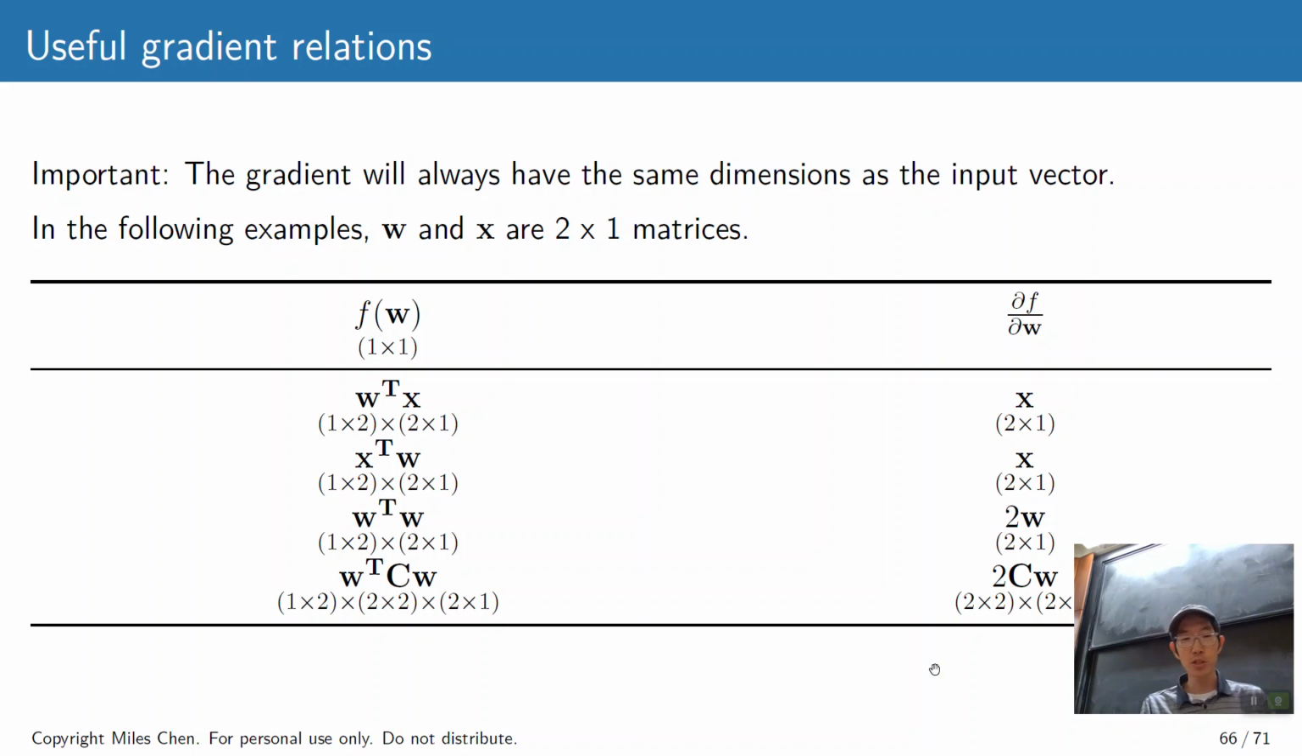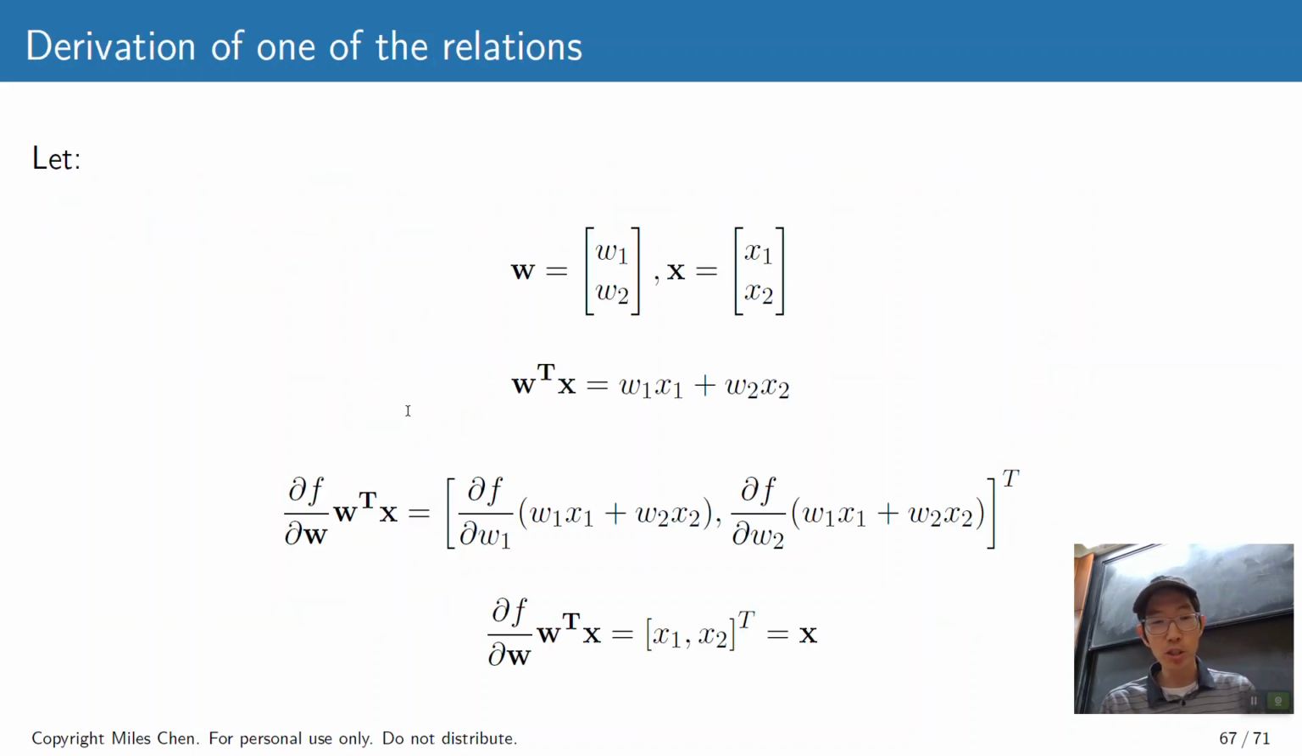Let me illustrate this. For w transpose x, if w is w1, w2, and x is x1, x2, then w transpose x is w1 x1 plus w2 x2. We multiply these elements and add them together. Then what is the gradient with respect to w? It's going to be the partial derivative with respect to w1 and the partial derivative with respect to w2. If I do w1 x1 plus w2 x2, what's the partial derivative with respect to w1? It's just going to be x1.